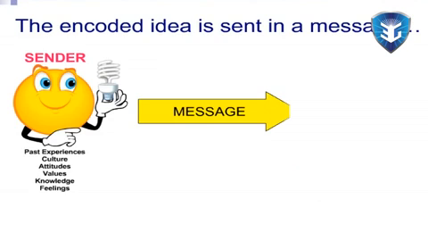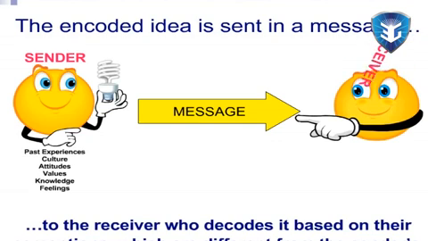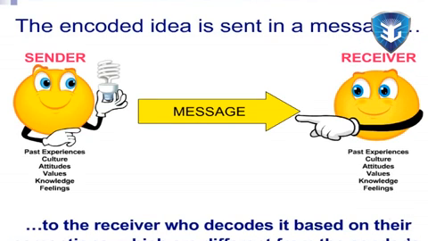Now that the idea is encoded, it's ready to be transmitted or sent to another person or group. The encoded idea is called the message. The message is sent to a receiver. This is just like in a football game. The receiver is to catch the football. A telephone has a receiver with which you are able to hear the person on the other end of the line. The receiver must then interpret the message by filtering the new information through their past experiences, culture, attitudes, values, knowledge, and feelings. This interpretation is called decoding the message.